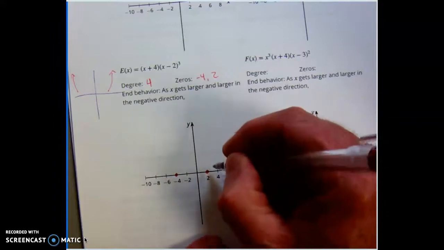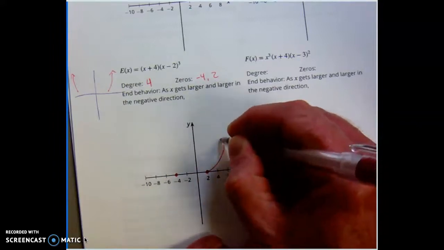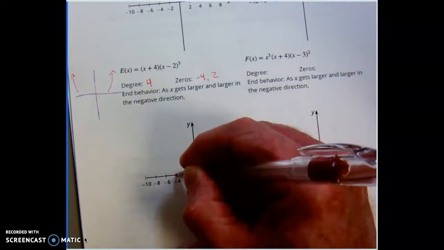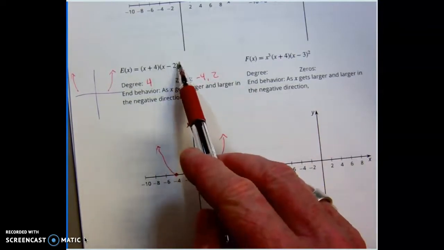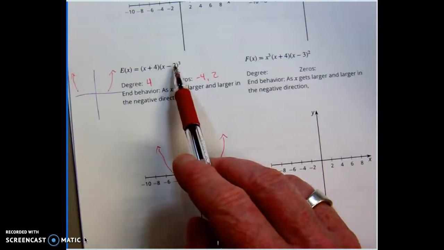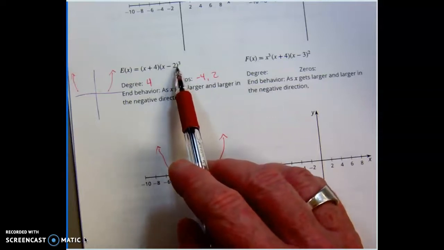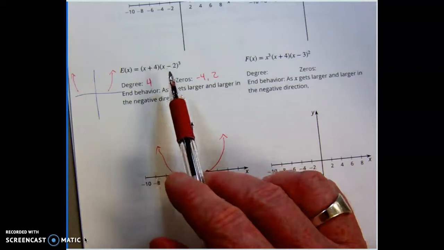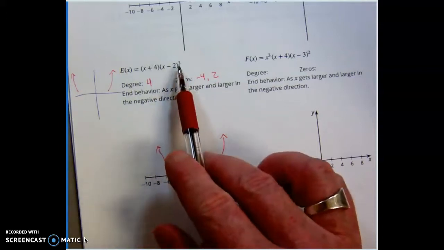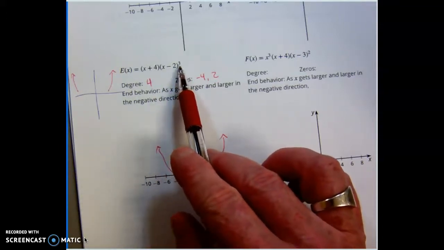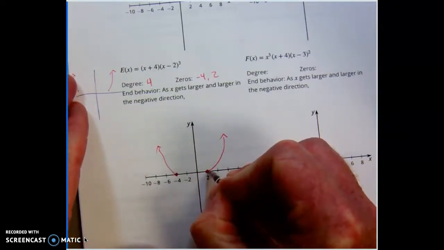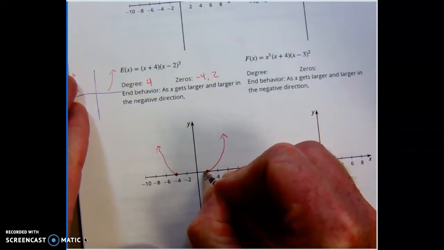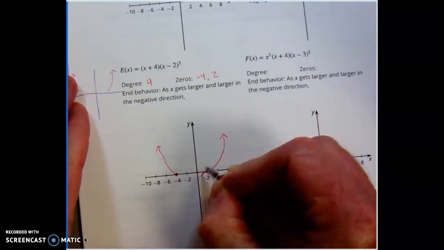So I know this is going up at 2, up at negative 4. So I got to figure out what it does in between here. Now, if we have an odd exponent on one of our factors, that just means we're going to create kind of a flat spot where it crosses the x-axis. Even exponents bounce off, odd exponents create a flat spot. So we know at x equals 2, it's just going to kind of be flat in there and then go back down.